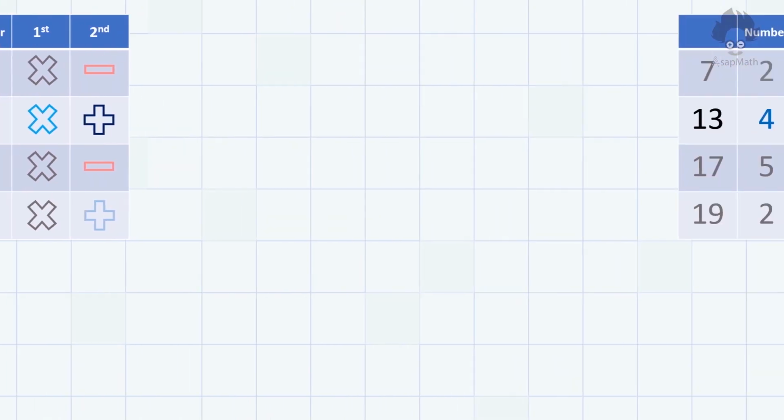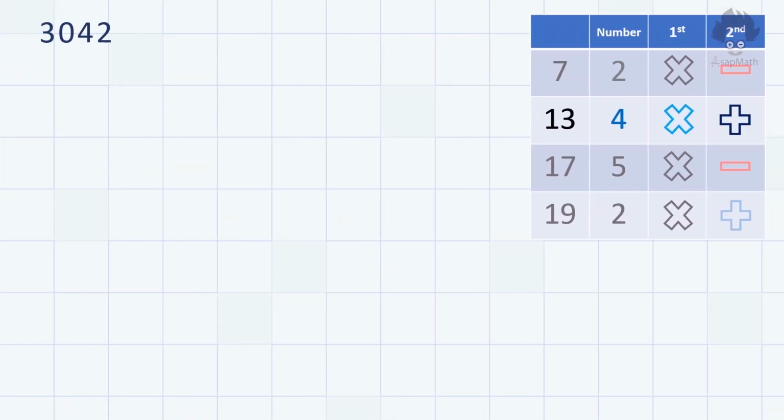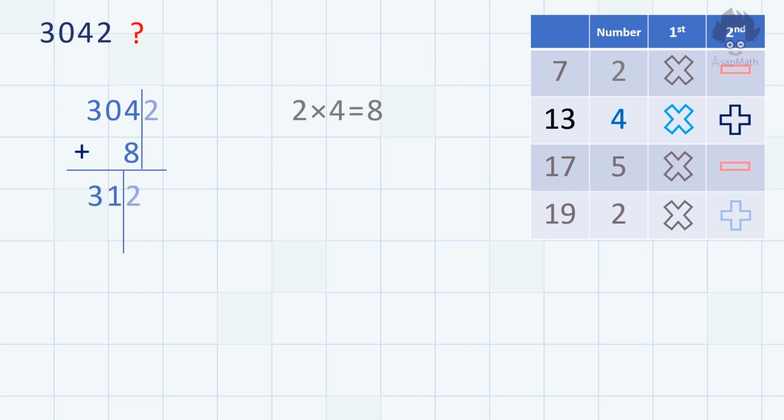Now we'll consider more examples. Last digit is 2 and the process is repeated. 39 is divisible by 13, so the whole number is divisible by 13.